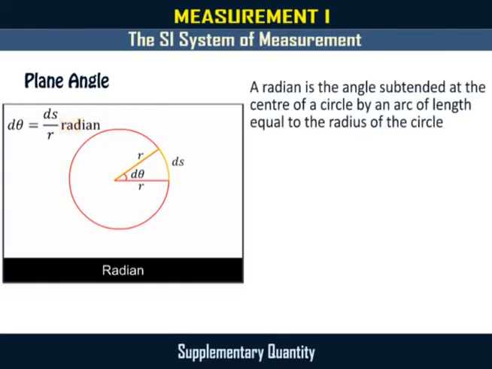A radian is the angle subtended at the center of a circle by an arc equal in length to the radius of the circle.